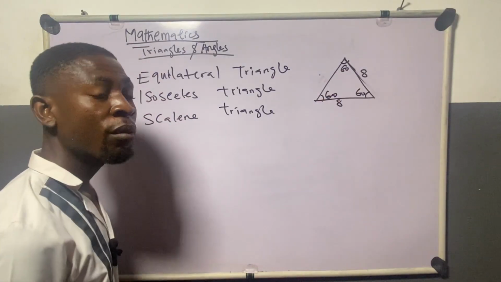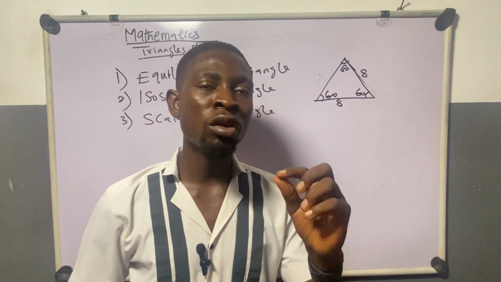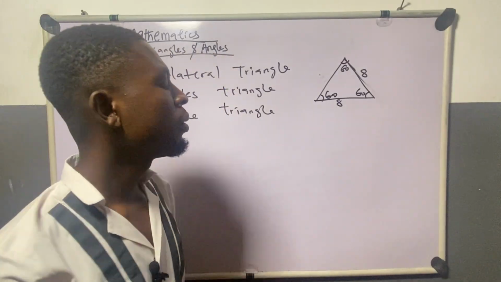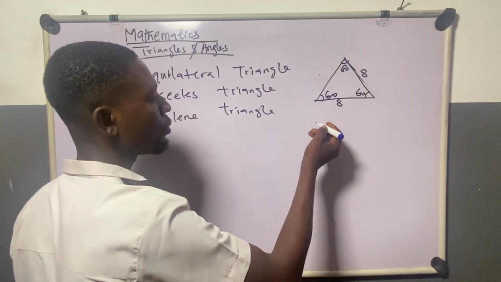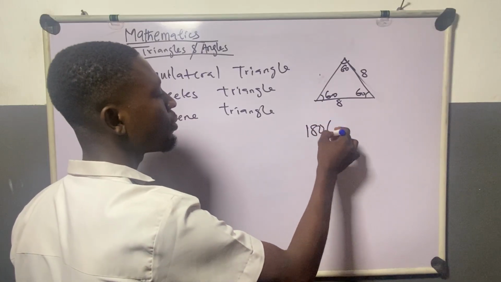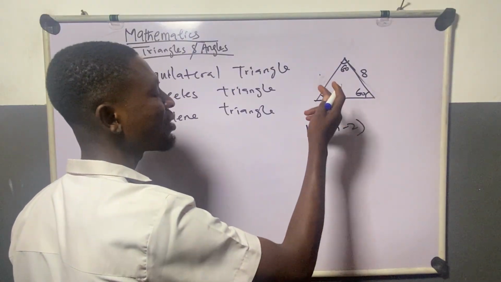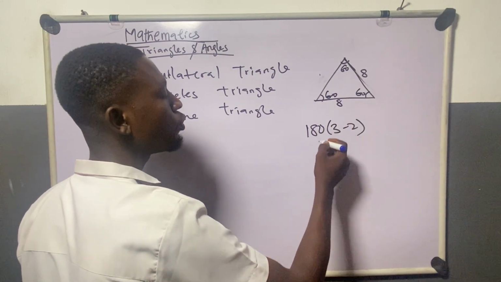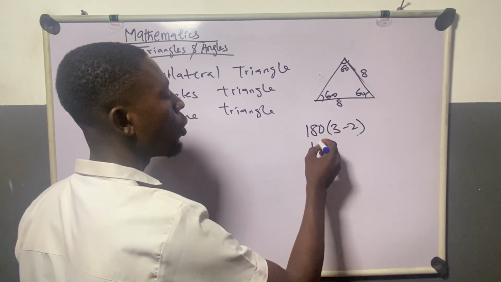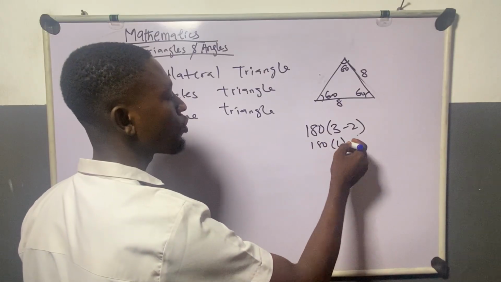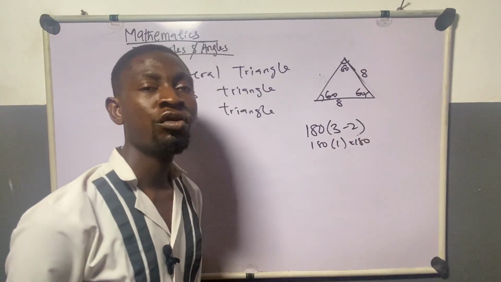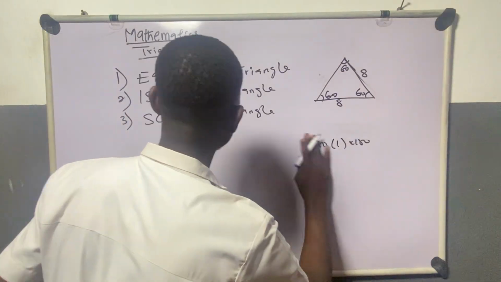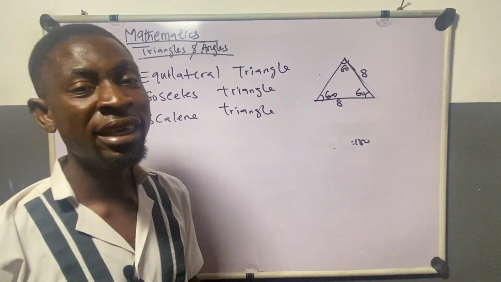Why? Because the sum of angles in a triangle will definitely sum up to what? 180. You know why it's going to sum up to 180? We have the formula for the sum of angles in a polygon. We use 180(n minus 2) to calculate them. When we say a triangle is three-sided, n is the number of sides. So use n here, 3 minus 2 will give us 1. 180 bracket 1 means 180 times 1, which gives us 180. So the sum of angles in a triangle definitely has to give us 180.